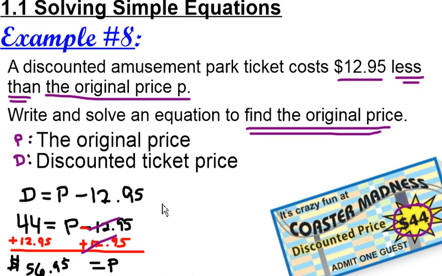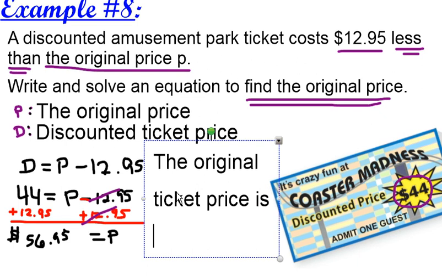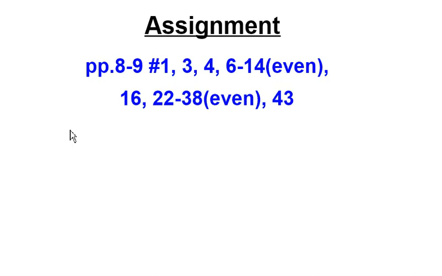So now we can write our final answer. The original ticket price is $56.95. And again, writing the sentence to fully answer the word problem. And there you go. This is the assignment tied on to that first lesson.